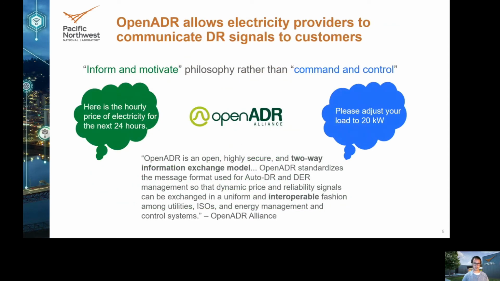And so these price signals need to be communicated between the utility and the loads in some way. And one way this is being done is by using a communication protocol called OpenADR. The OpenADR protocol, it was created with automated demand response programs and DER management in mind. It has a more inform and motivate philosophy rather than a command and control one. And this type of philosophy, it actually can lend itself well to lighting because allowing the owner operator to determine their own response will enable them to maximize the flexibility of their lighting system while still satisfying occupants' lighting needs.